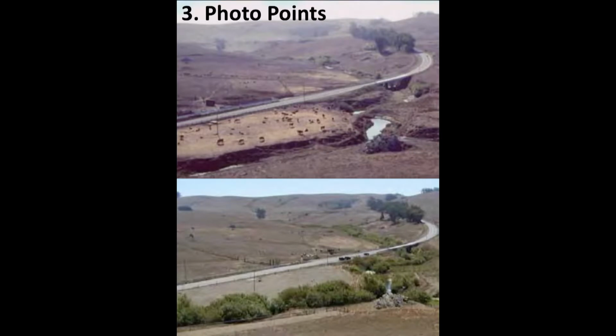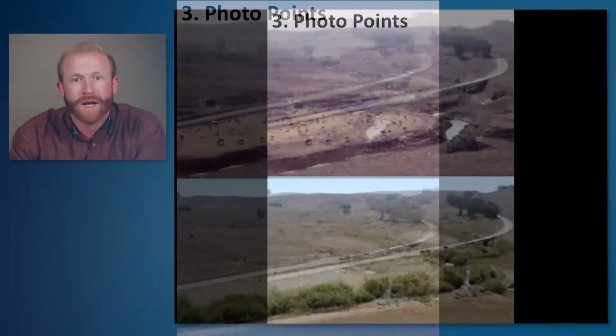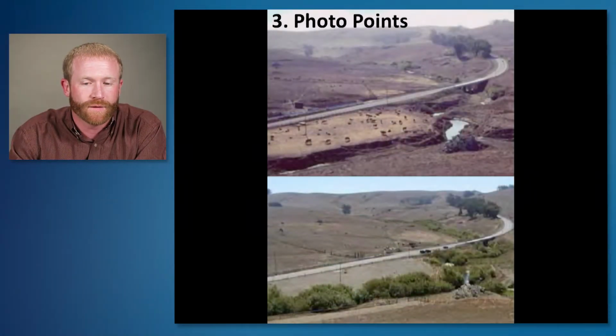The next and last thing we'll talk about before we get into our examples are photo points. Photo points are just amazing ways to document changes over time. They're not necessarily the best for quantitative data, but they're very, very excellent for qualitative data.